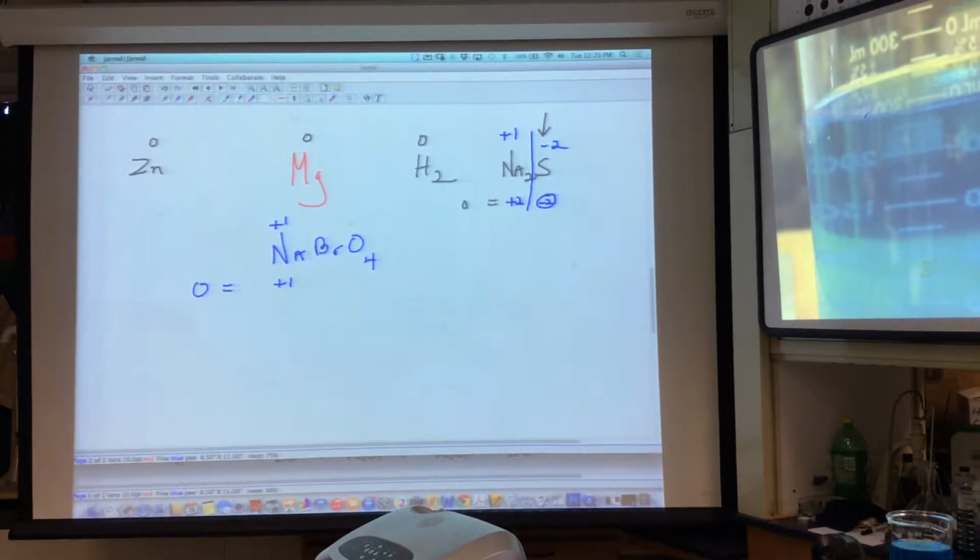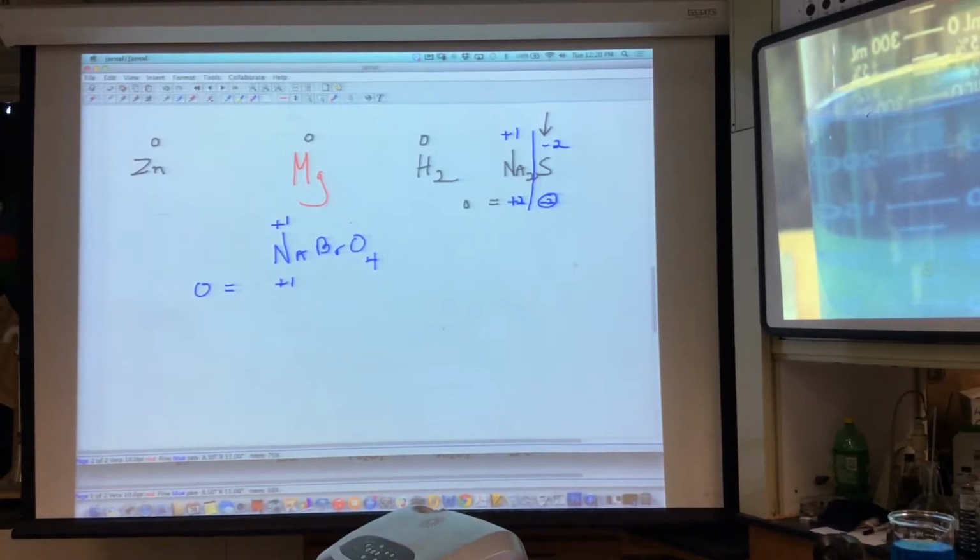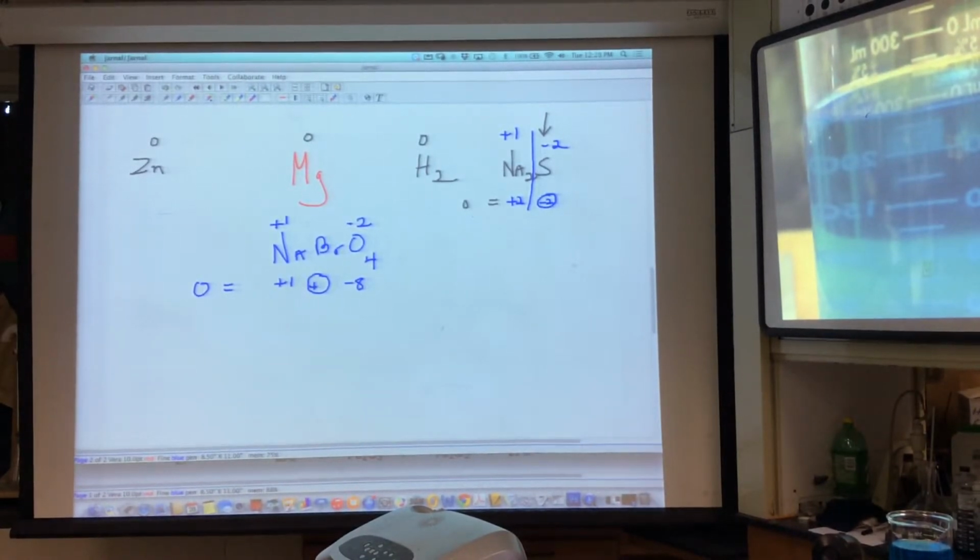Very good. Oxygen is what charge? It's given to you in the upper right-hand corner of the periodic table. Negative 2. There's 4 of them. So negative 2 times 4 is negative 8. So a negative 8 plus what number plus 1 equals 0? Plus 7. Since there's only one Br, the Br is plus 7.